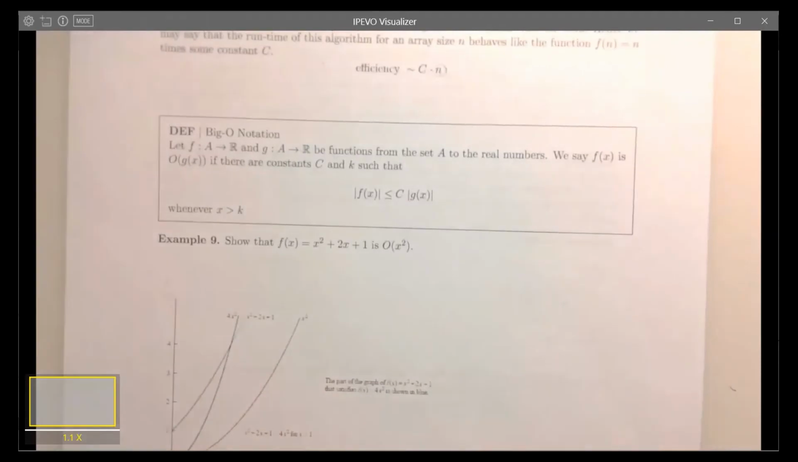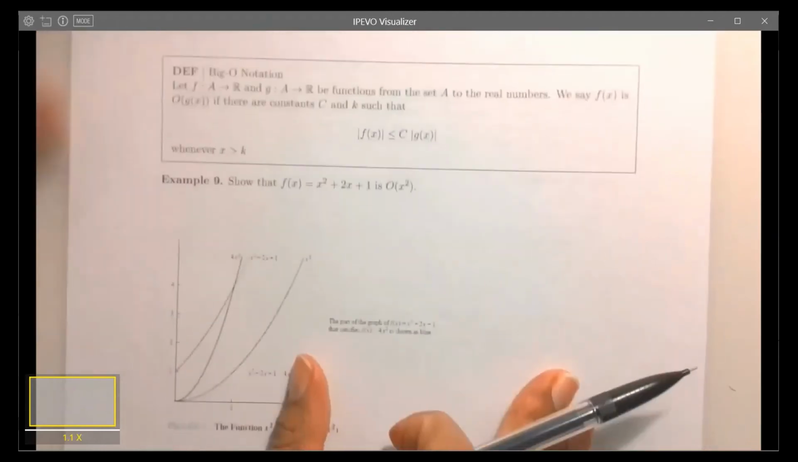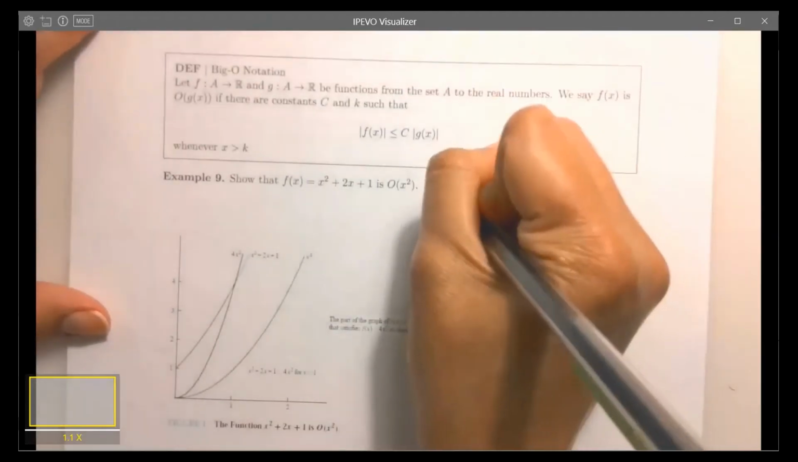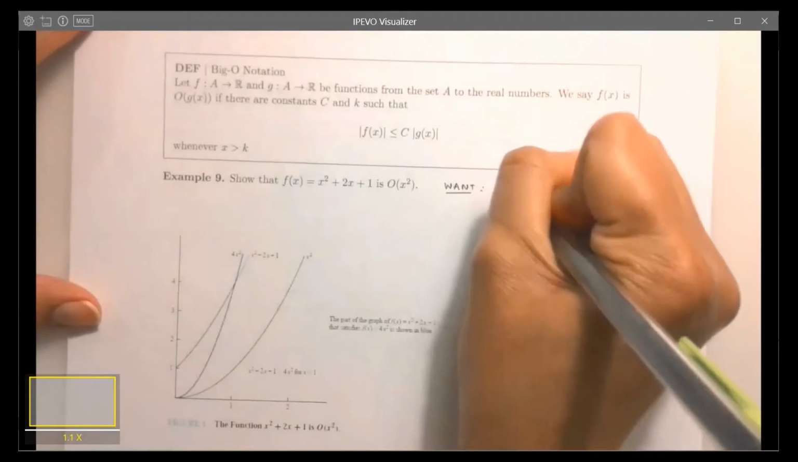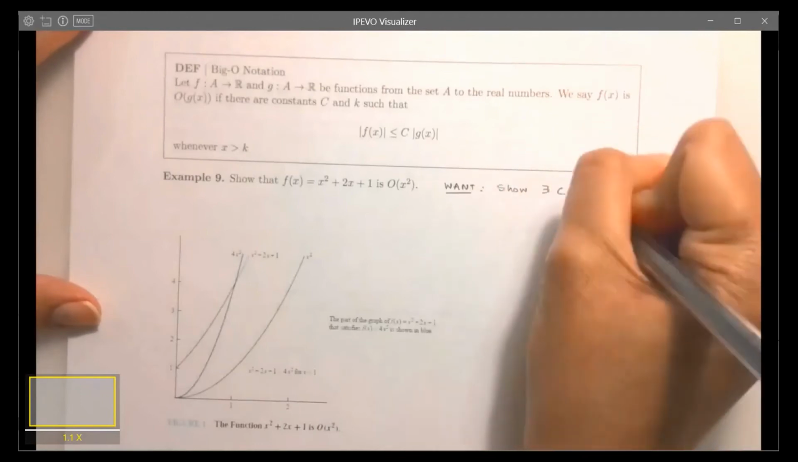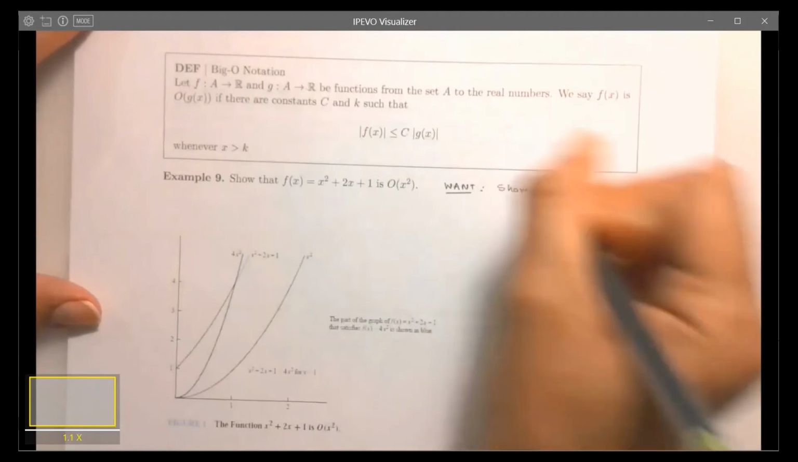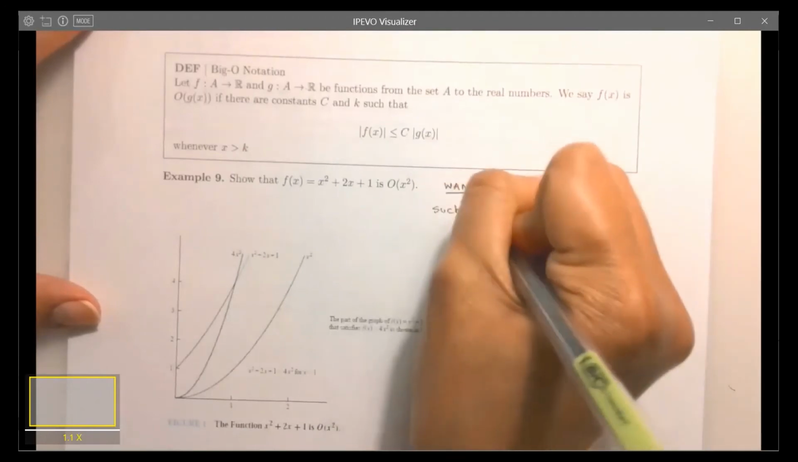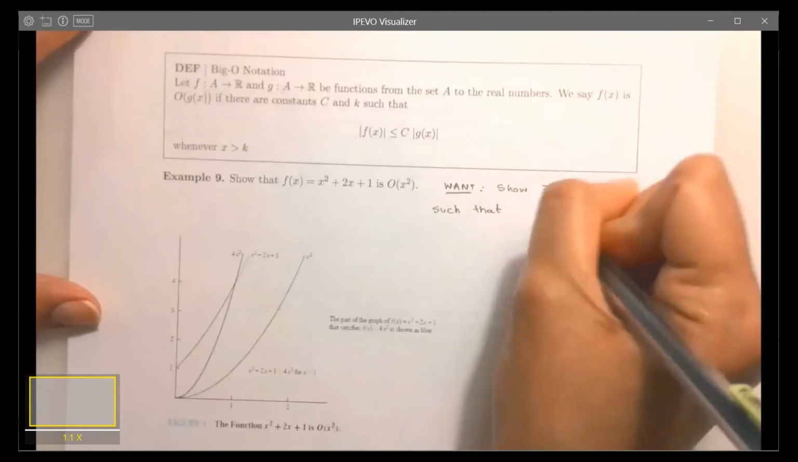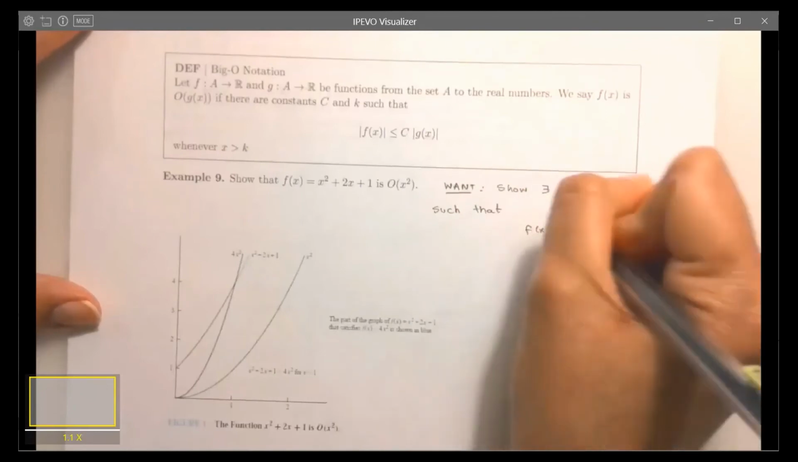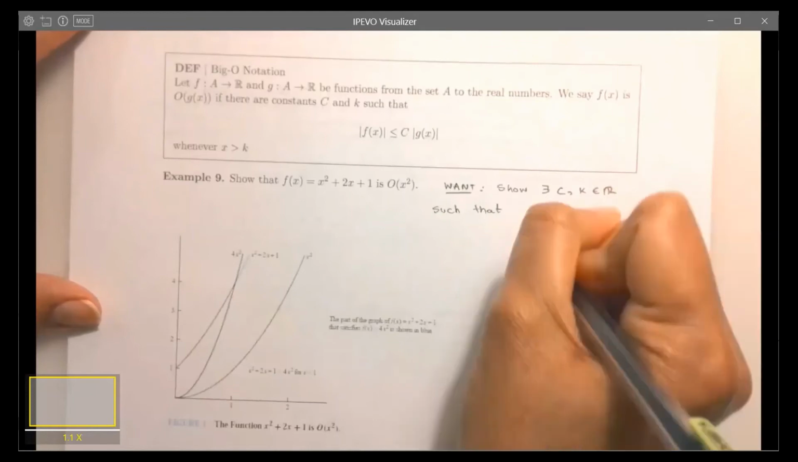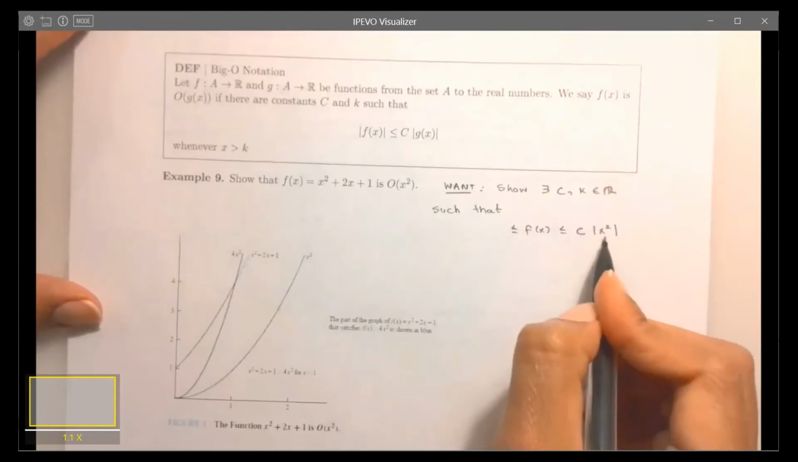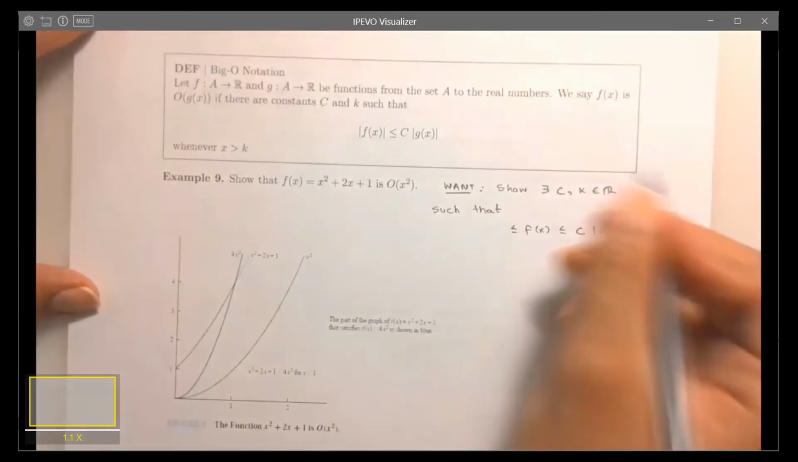In example 9, I have shown that f of x equals x squared plus 2x plus 1 is big O of x squared. So let me just specify what it is that we want. We want to show there exist two constants, c and k, such that this function f of x is going to be bounded by c times absolute value of x squared, but absolute values aren't going to be necessary because x squared is always non-negative, so I'm going to eventually drop those.